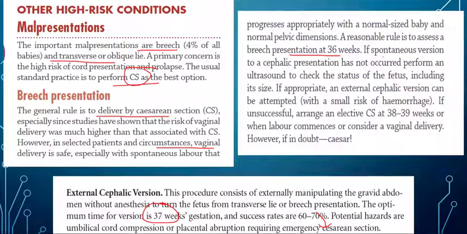Before you go for external cephalic version, we will do an ultrasound to check the status of the baby, including its size. If the baby is not very large, not more than 4 kilo, and if the baby's head is not hyperextended, then you can proceed for external cephalic version. If it is unsuccessful, then you go for elective cesarean section at 38 to 39 weeks.